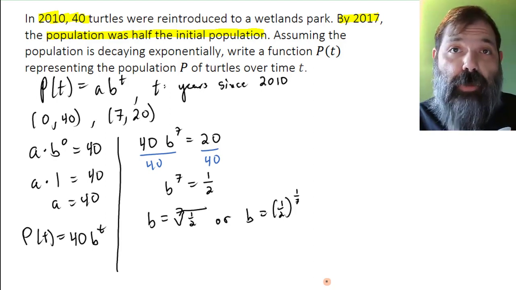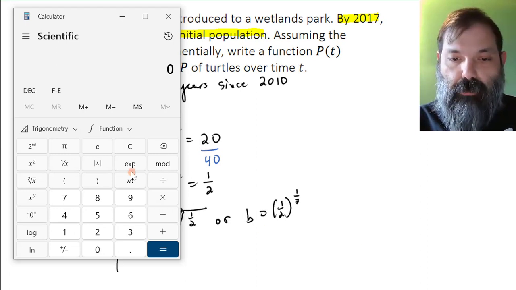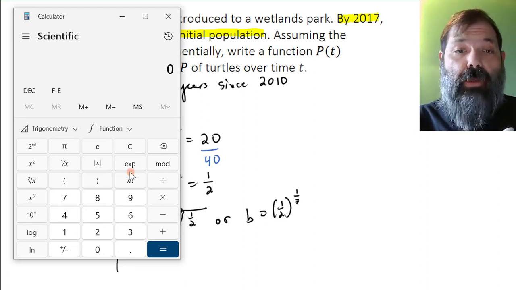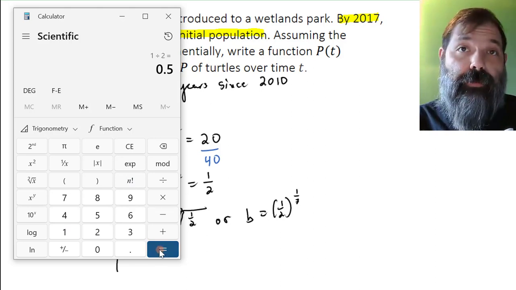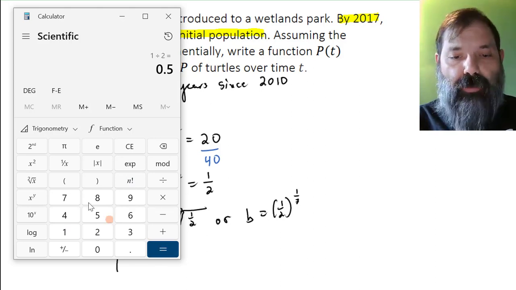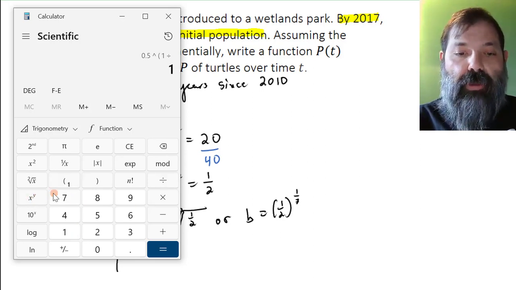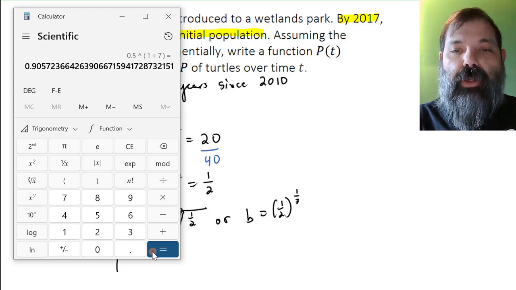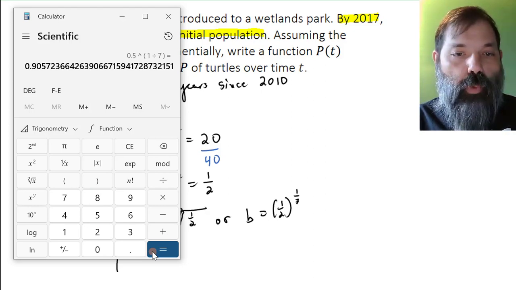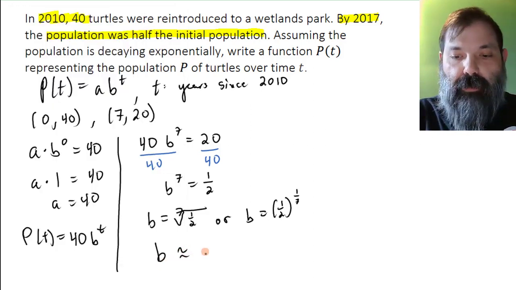I can't do that calculation in my head, so let me bring up a calculator. My calculator on the computer does not have a general radical button, so I'll have to use the exponent idea. So let's do 1/2. 1 divided by 2 is 0.5, right? Now let's raise that to the 1/7 power. So I'll raise that to the parentheses, 1 divide 7, close the parentheses to do that division in the exponent, and now hit enter for the actual exponentiation, and I get 0.9057.